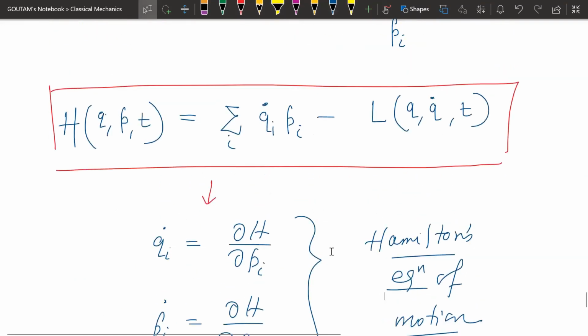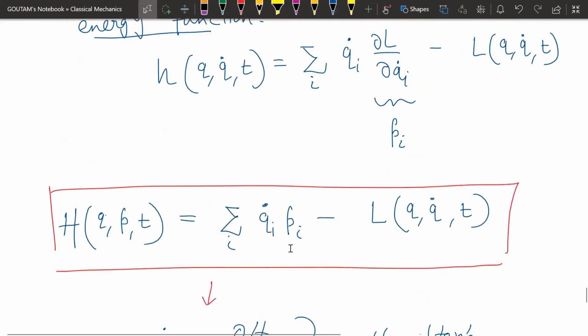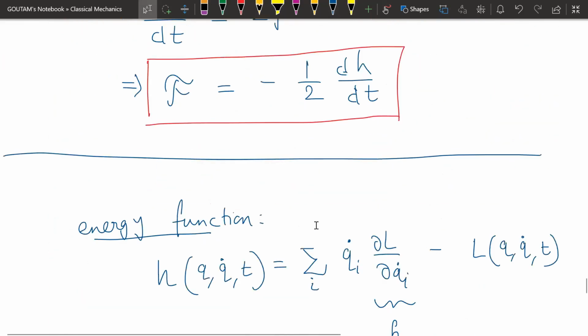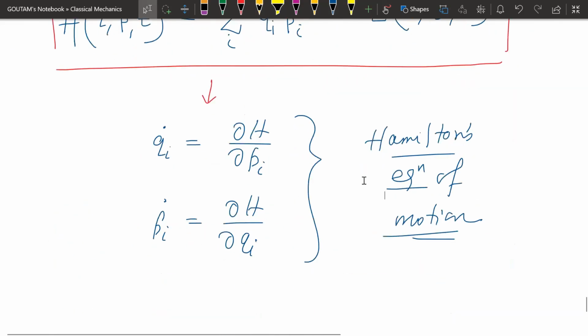We will talk about this Hamiltonian in great detail. In fact, we will talk about them when we go to Hamilton's equations of motion. When we learn about the Hamiltonian, we will solve a lot of problems on that topic.